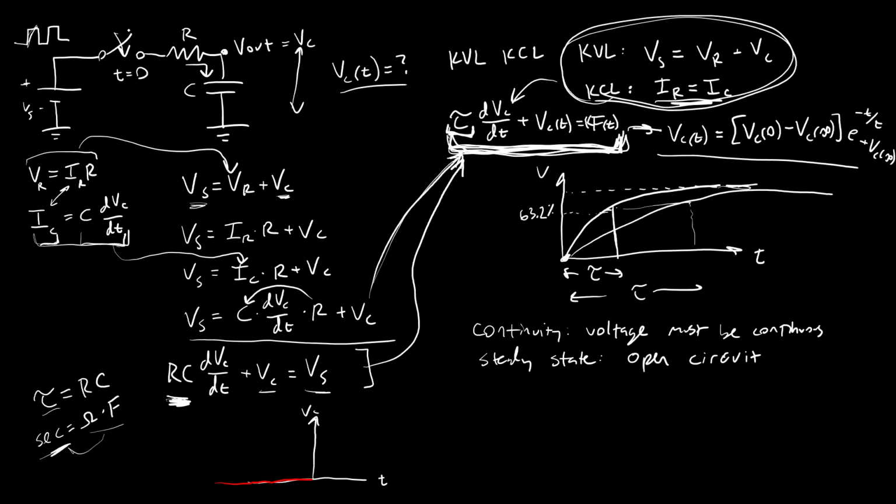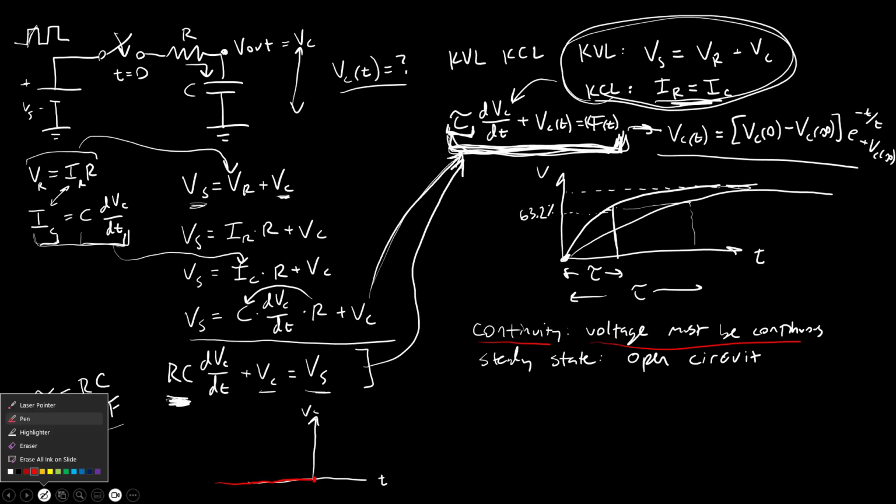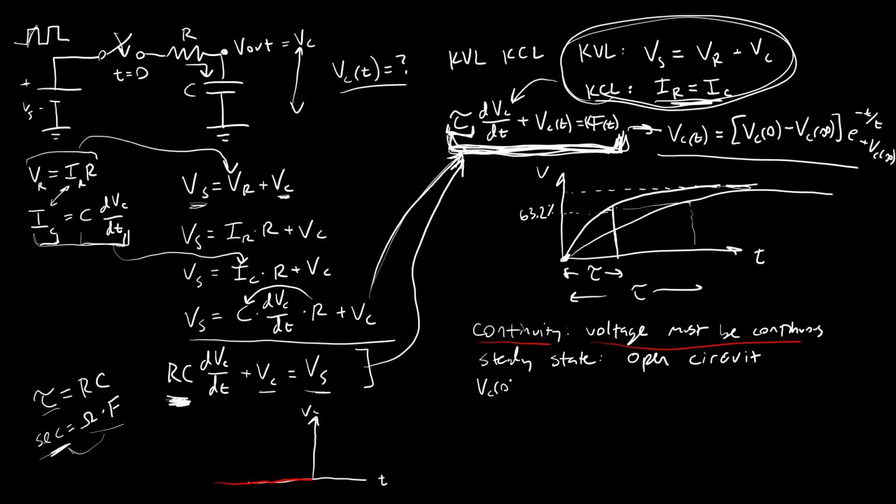Then at time t equals 0, the switch closes. So we don't know yet what is going to happen after that. But we know immediately at time t equals 0, thanks to our continuity rule, voltage must be continuous over the capacitor. So I'm not going to have a jump in voltage over the capacitor. So the voltage at t equals 0 also has to be 0. So that is my initial condition, Vc of 0 equals 0.